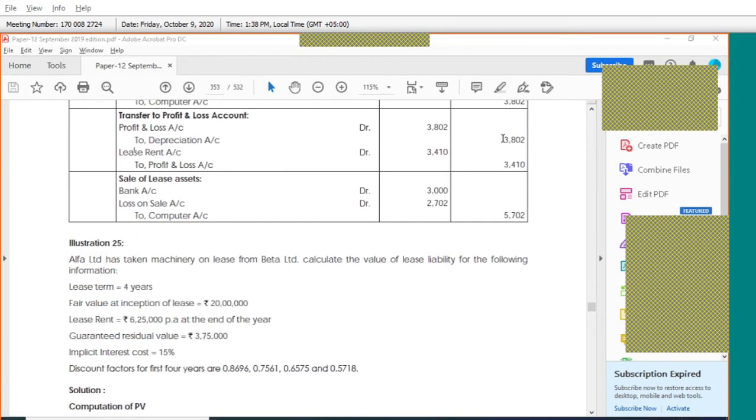But still we can cross check by reading the question. Lease term is given as 4 years, and the life of the asset is not given. Fair value is given: 20 lakhs. Lease rent is 6,25,000 per annum for 4 years. Which means 6 lakhs into 4 is 24 lakhs, plus 25,000 into 4 is 1 lakh. So 24 lakhs plus 1 equals 25 lakhs. 25 lakhs is the lease rent received from the lessee.